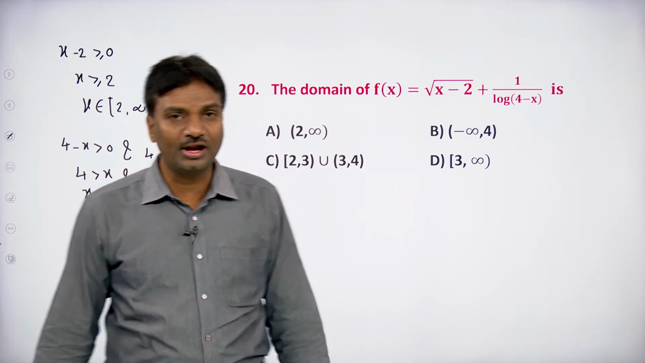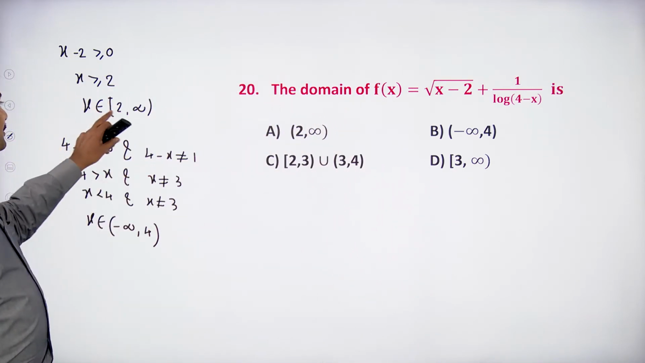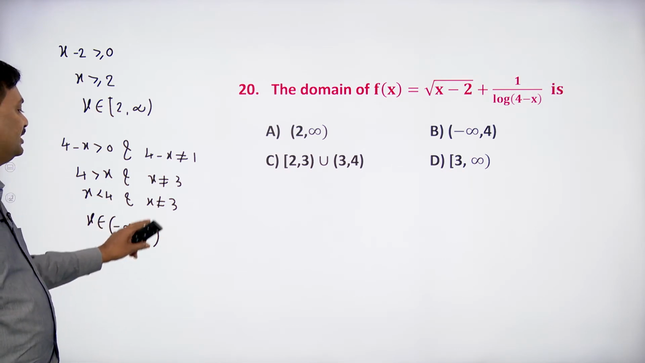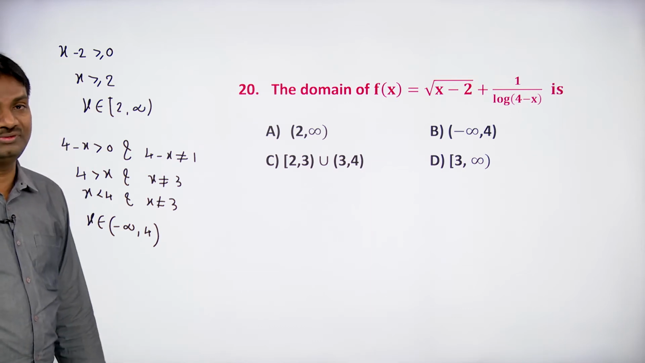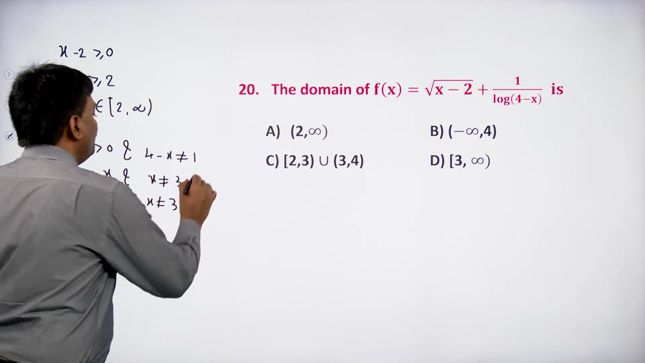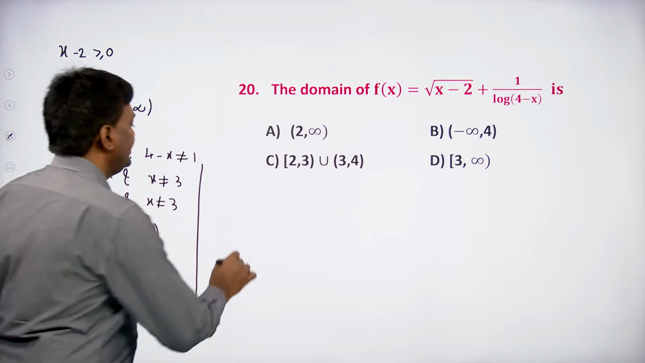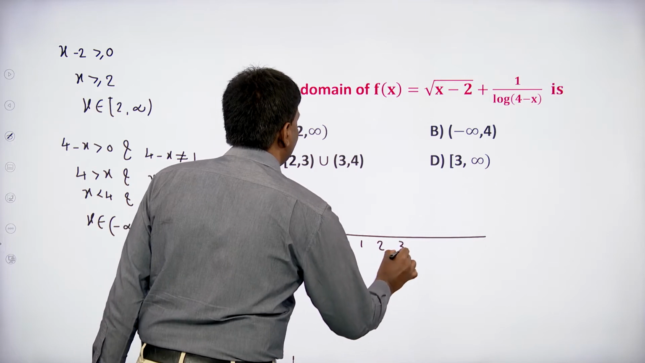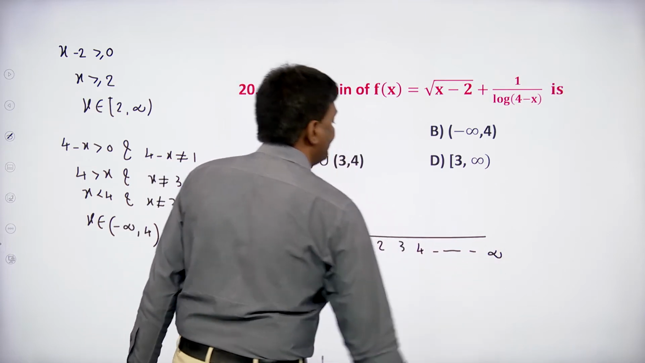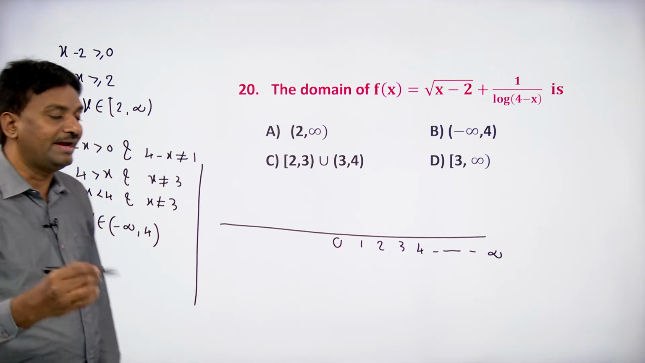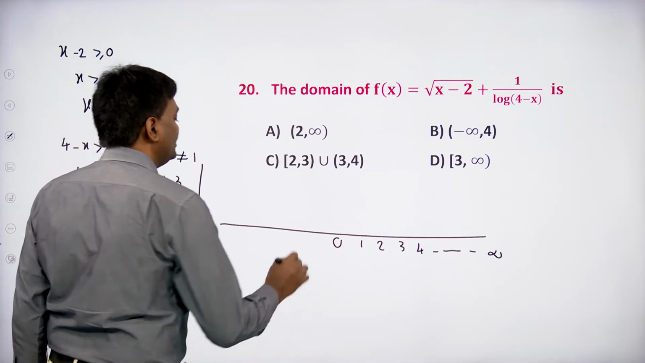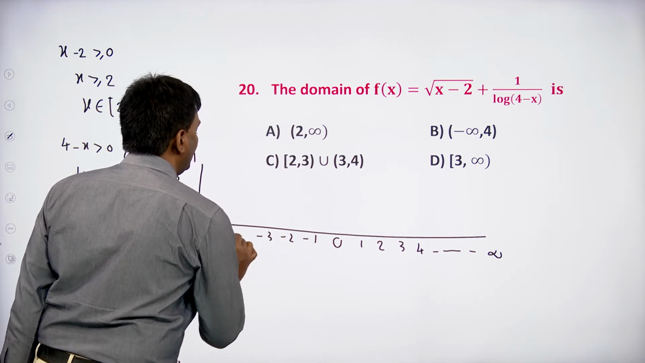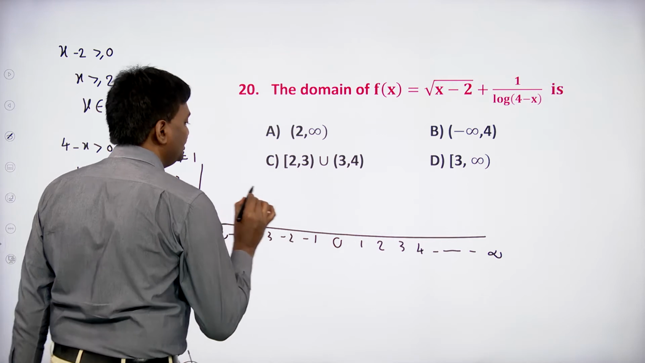the square bracket. So now here x belongs to 2 comma infinity and x belongs to minus infinity comma 4 and x not equal to 3. Now we have to take the common domain. So by taking the real number line like this, 0, 1, 2, 3, 4, and so on to plus infinity. We know all the numbers right side of 0 are positive real numbers, left side of 0 are negative real numbers, minus 1, minus 2, minus 3, and so on, minus infinity.